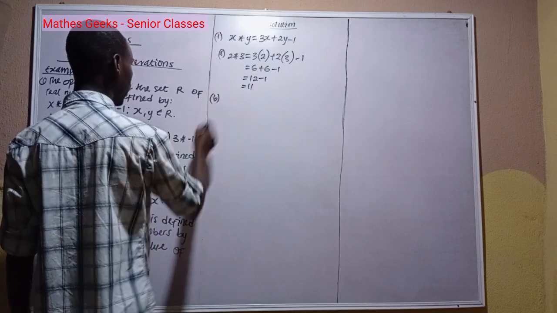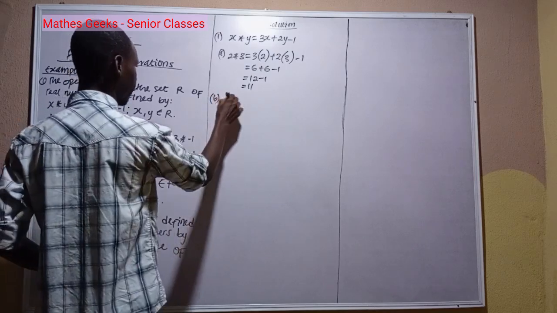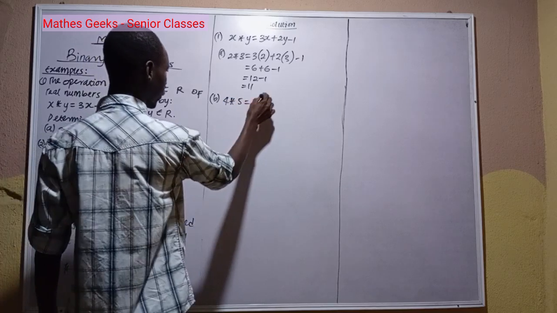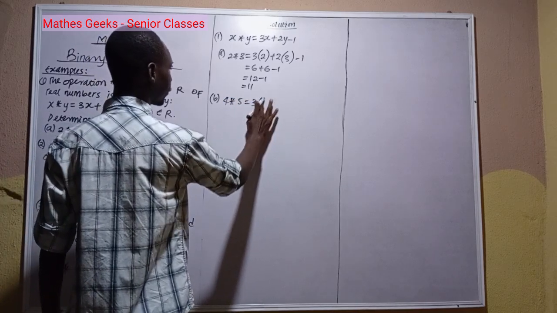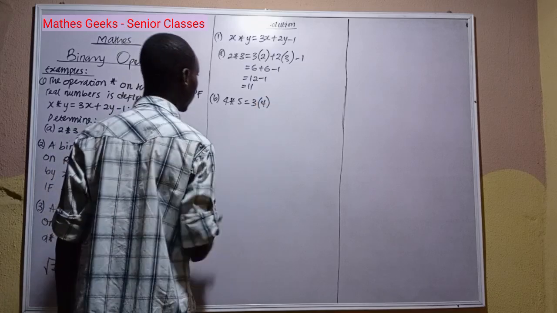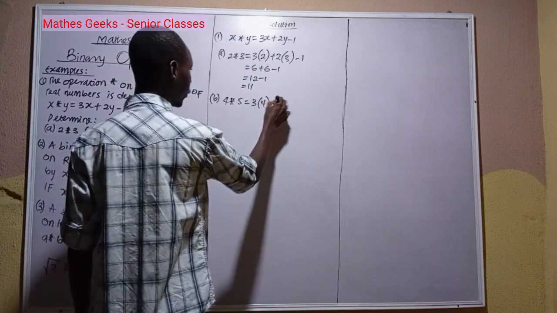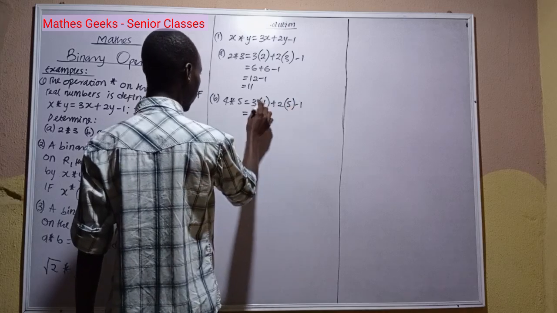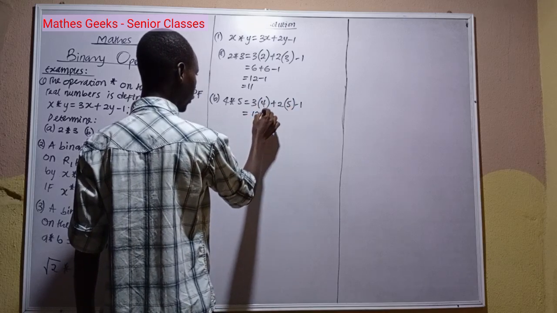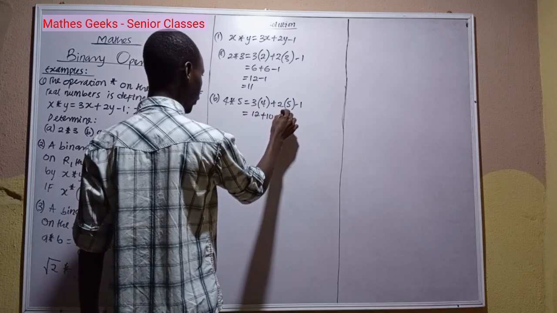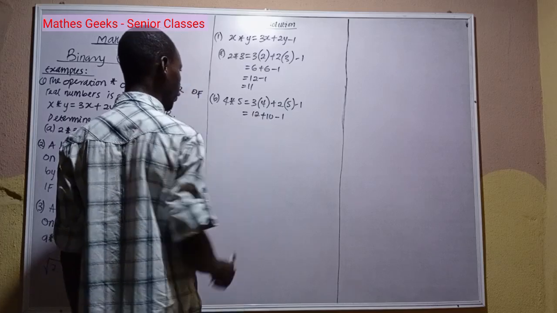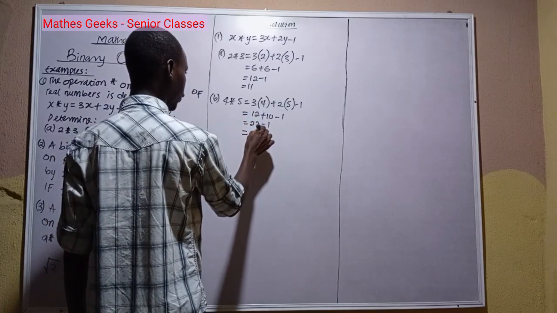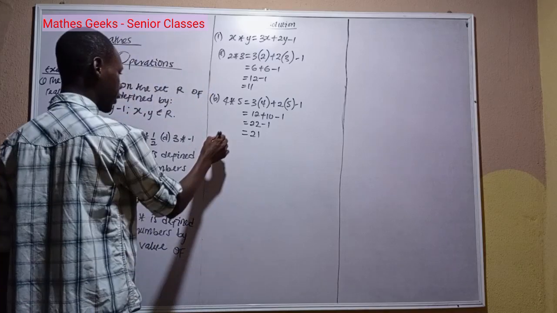B is 4 star 5. 3 times 4 plus 2 times 5 minus 1. 3 times 4 is 12, plus 10, minus 1. 12 plus 10 is 22, minus 1 is equal to 21. C.